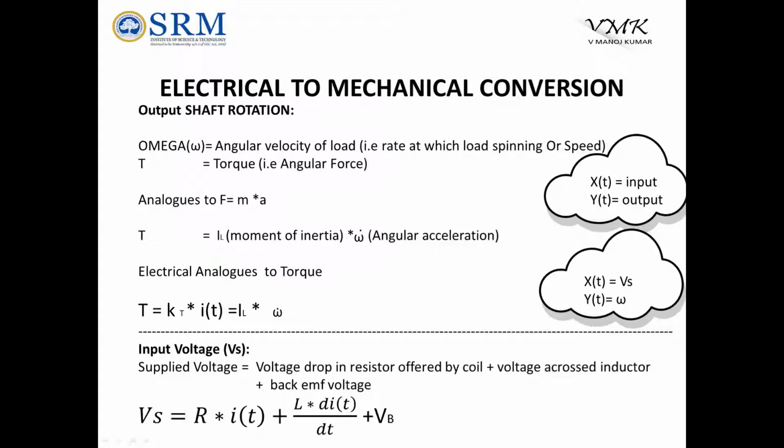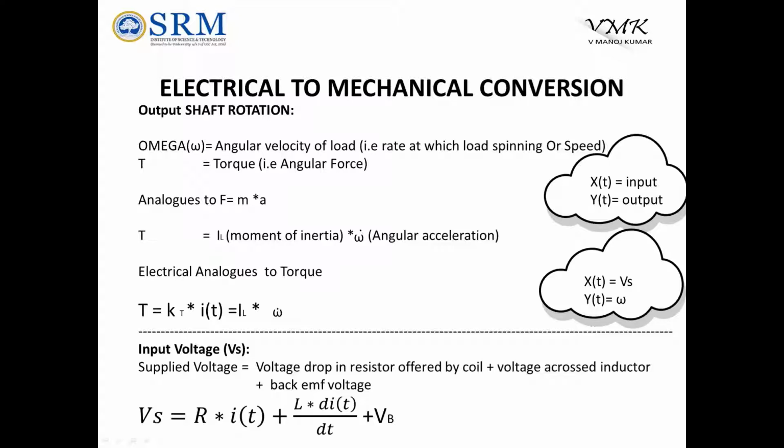So I'm going to say R into I of T, IR, plus, what is another resisting component in my circuit? I have an inductor. The inductor formula is L into dI of T by dt. Go through the basic principle of inductor. An inductor is nothing but a storage of my current, the rate of change of my current.